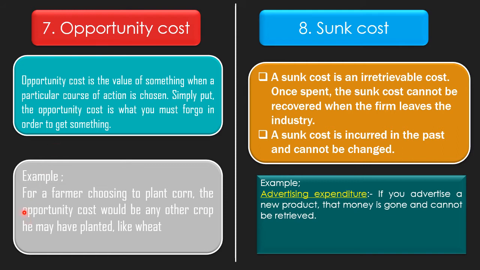Here is also a given example: for a farmer choosing to plant corn, the opportunity cost would be another crop he may have planted, like wheat. Suppose the farmer has a land and he is going to plant corn in that. But he can also plant wheat there, but he is sacrificing wheat to produce corn. So that cost is known as opportunity cost.